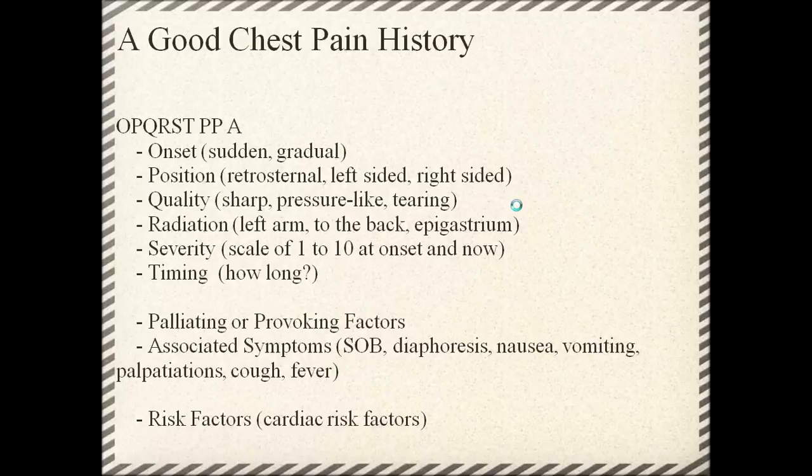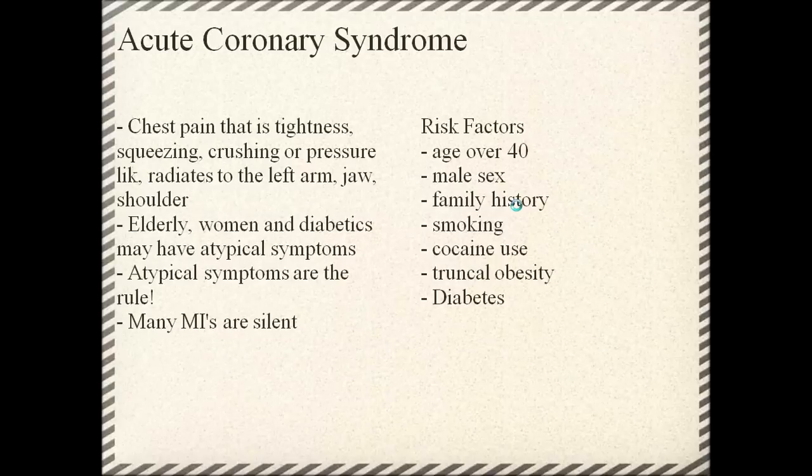Every patient you see with chest pain, these questions have to be covered. Now, just going on to acute coronary syndrome, the typical presentation, which is your average middle-aged white male, will have that crushing chest pain that radiates to the left arm, jaw, and shoulder. Unfortunately, most patients aren't the typical demographic that the clinical description describes. Elderly, women, and diabetics will have atypical symptoms, sometimes only dizziness. Atypical symptoms are often the rule, and many MIs are silent.